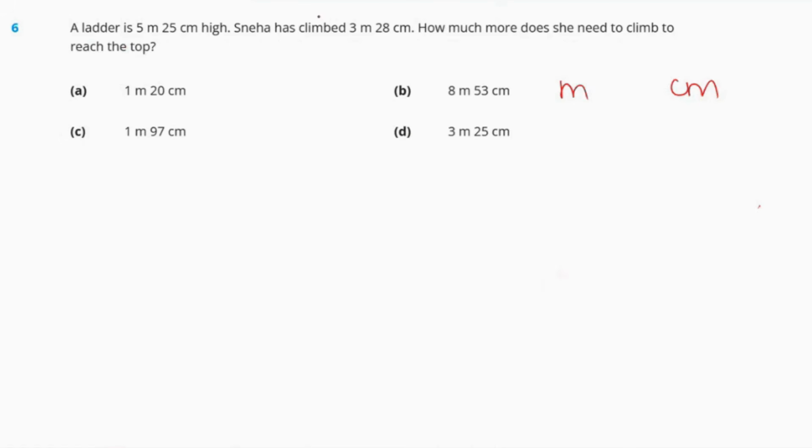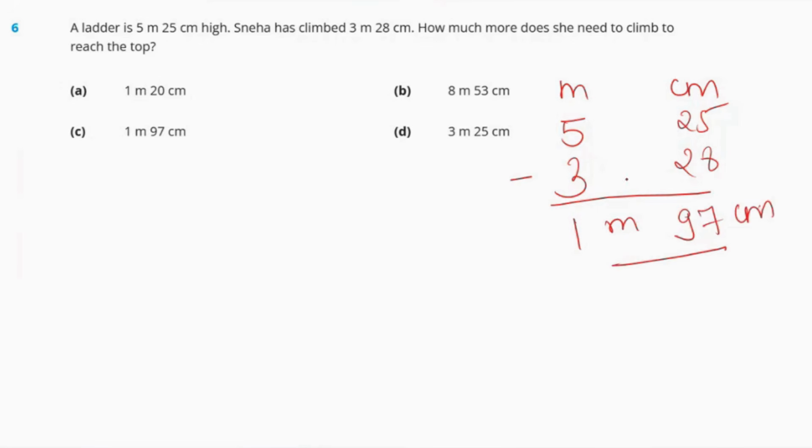So the total length of ladder is 5 meter and 25 centimeter, right? Now, the length that Sneha has already climbed is 3 meter and 28 centimeter, right? Now, if we find out the difference of these two measurements, we will get the value of how much length is still left for Sneha to climb, right? Therefore, the difference between these two will be 1 meter and 97 centimeter. So this is the right answer. Therefore, the right answer to the question will be option C.